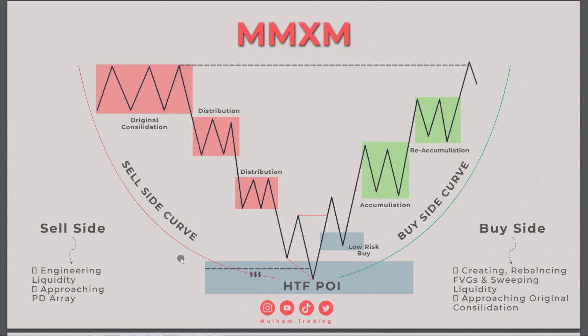The sell side is actually engineering liquidity and approaching the PD array, and the buy side is rebalancing, sweeping liquidity, and also approaching what? The original consolidation. So now we know that we're going up.